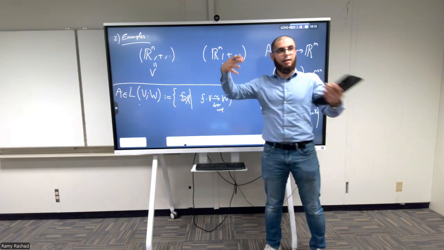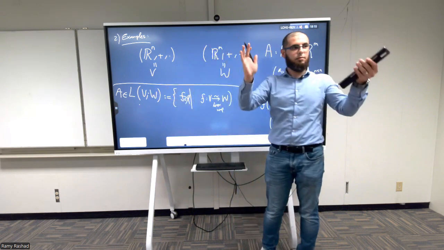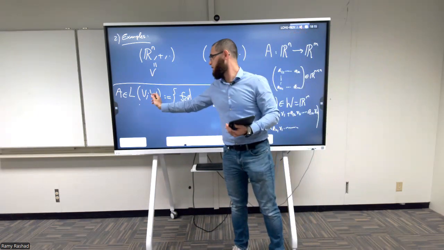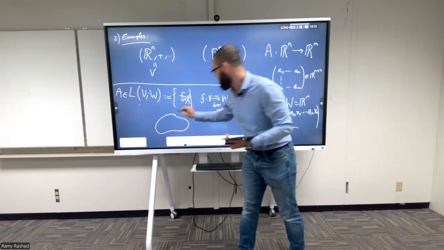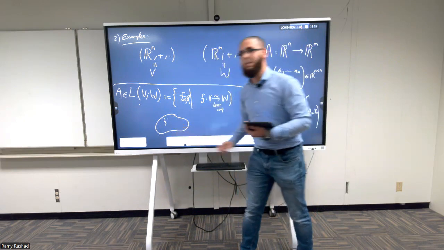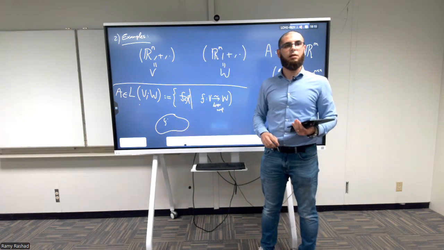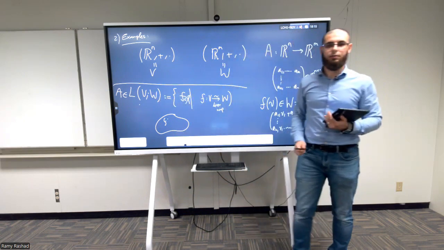So again, L(V; W) is a set. If I select one of its elements in this set, I'm going to find it's a map F that would take me linearly from vector space V to vector space W.